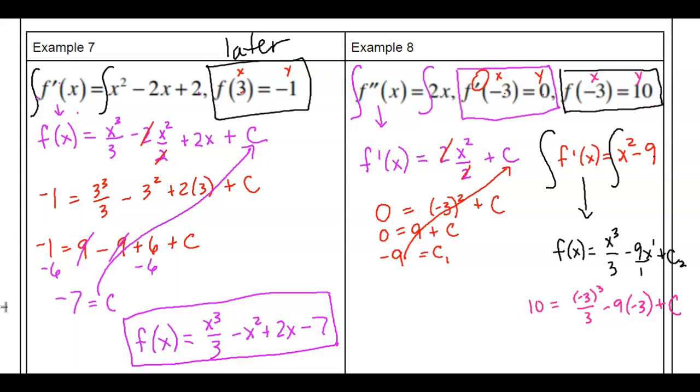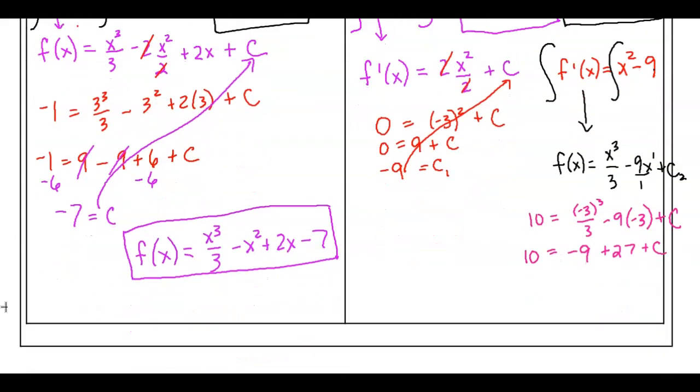Now, you don't have to write the little subscript 2. I don't. But I know mentally it is a different constant value. Okay, so we just always let a c be in general. So 10 equals, what's that? Negative 27 divided by 3 plus 27 plus c. 10 equals, what's that, 18? Subtract 18. All right, and so we're plugging that one in for our second.